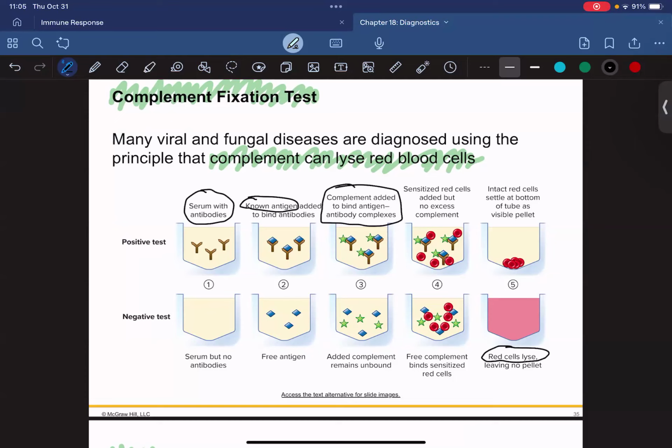And then our sensitized red cells will be added. There won't be any excess complement there though. So we should have binding of complement and antibody and these sensitized red cells, and then they will settle at the bottom of the tube, as opposed to if there's no antibody to interfere with all of that, leading to lysis. Don't worry about which one's positive and negative. I'm not going to give you an example of a positive or negative test. Just understand that this test relies on the complement interaction with antibody. That's all you need to know.